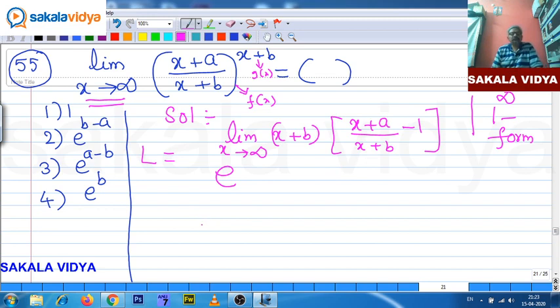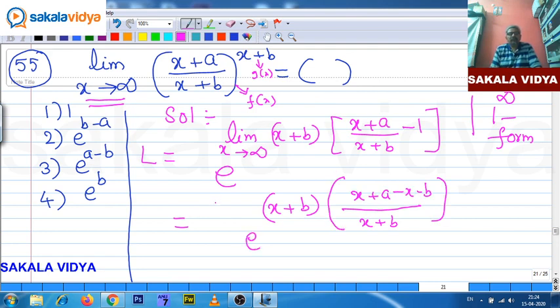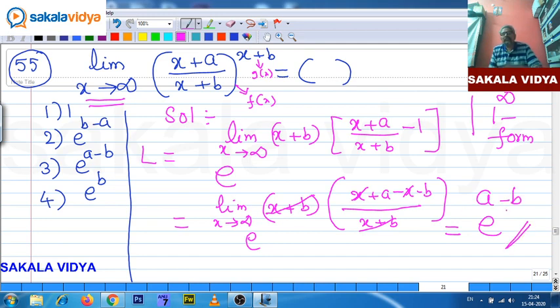So, now this equals x plus b into, here LCM is x plus b, x plus a minus x minus b, and e raised to limit x approaches infinity. It is very logical, x plus b cancels, x cancels. Here we have a constant. If you apply limit to a constant, it is always constant only. So, we have e to the power of a minus b. So, third option.